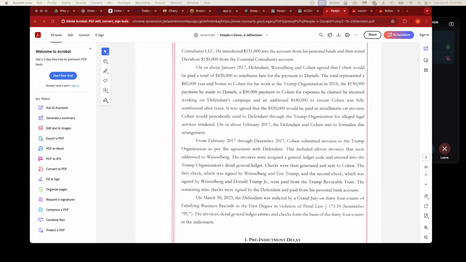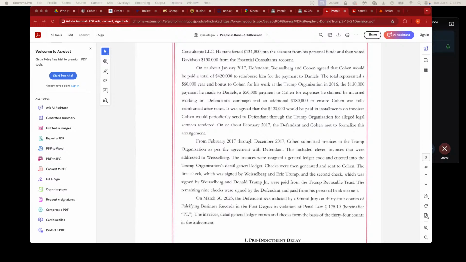On or about February 2017, the defendant and Cohen met to formalize this arrangement.